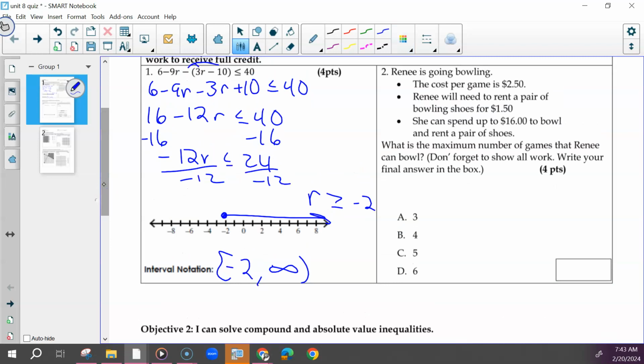So you should have had some sort of inequality. I didn't take off if you didn't define your variable, because we've already talked about that. Some of you used G, X, it didn't matter. Then you needed to set up your inequality. If she can spend up to $16, that should have been less than or equal to, with $2.50 and your variable going together and adding $1.50, and then getting rid of $1.50.